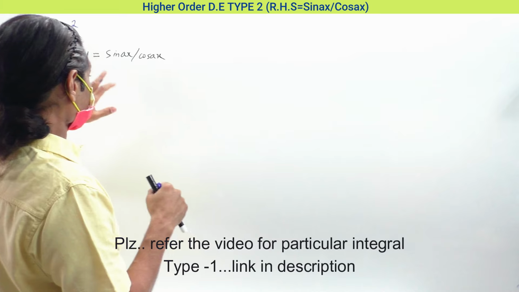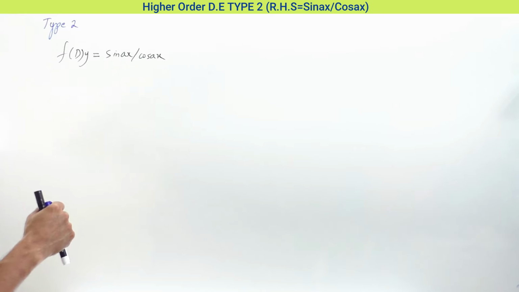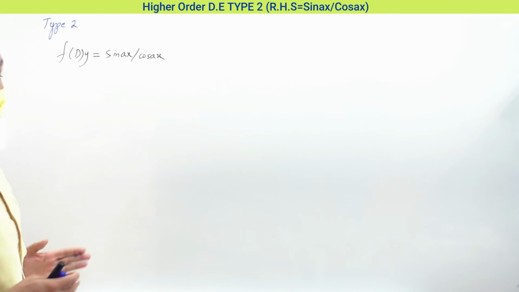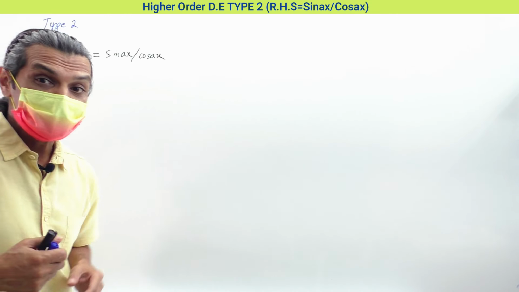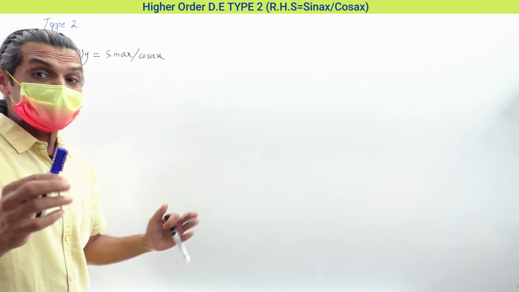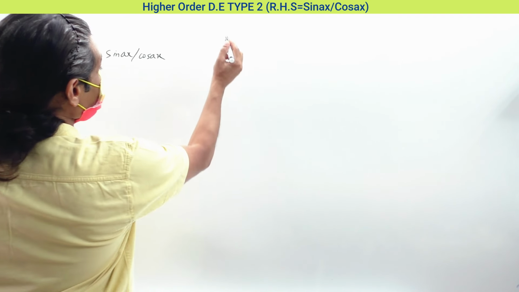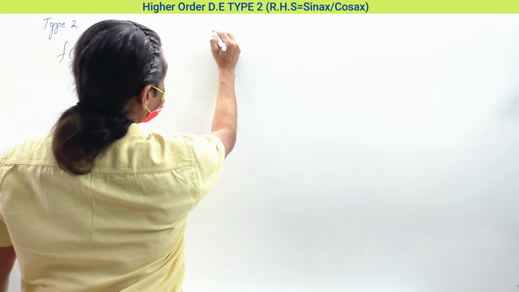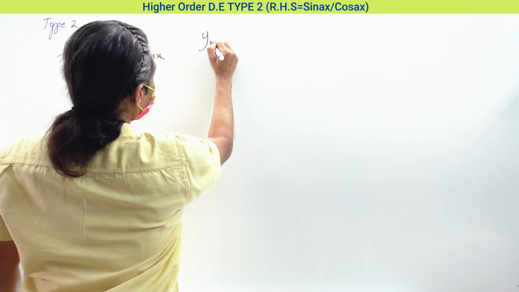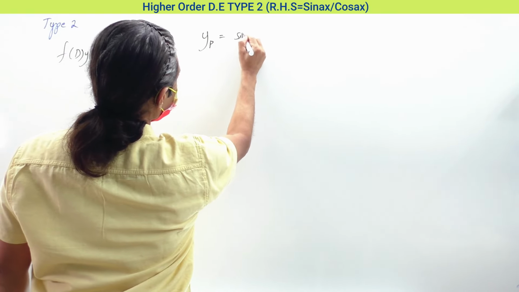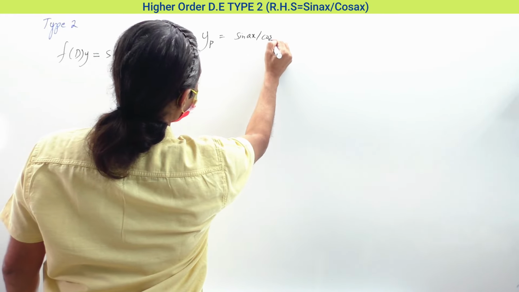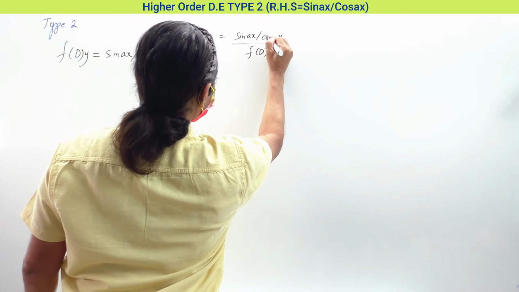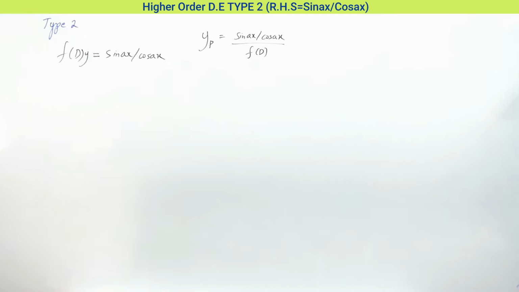Now here in type 2, f of D of y is equal to sin ax or cos ax. That is type number 2. So the right side is trigonometry. It means we can write the particular integral yp will be equal to sin ax or cos ax upon f of D, the differential function. This is type number 2.